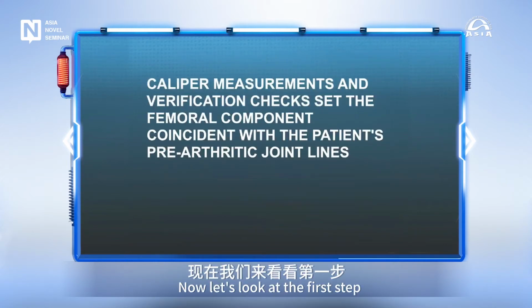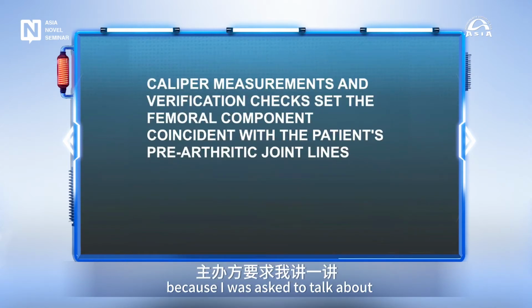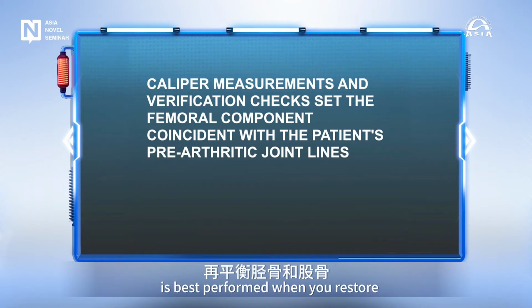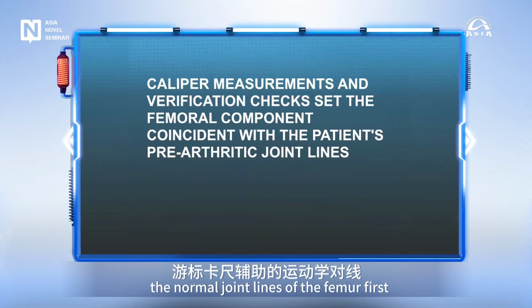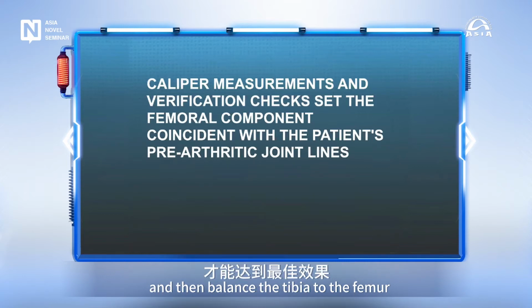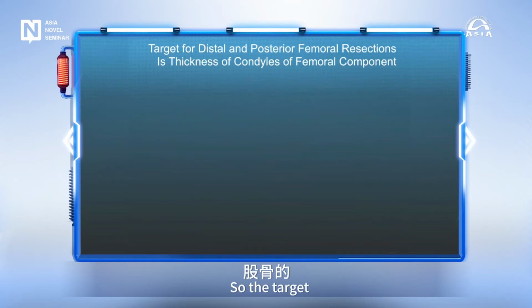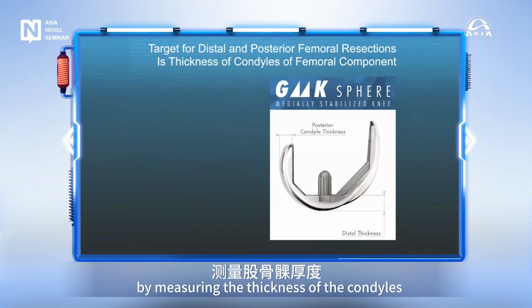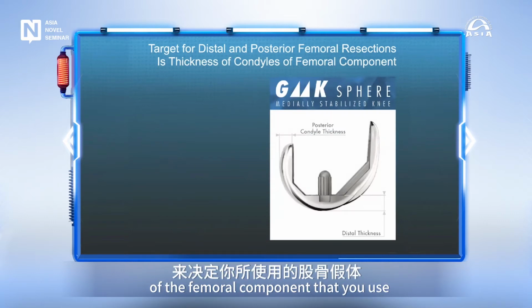Now let's look at the first step, because I was asked to talk about how to do the surgery. So we're going to begin with the femur, because calipered kinematic alignment is best performed when you restore the normal joint lines of the femur first, and then balance the tibia to the femur. So the target for the distal and posterior femoral resections is determined by measuring the thickness of the condyles of the femoral component that you use.